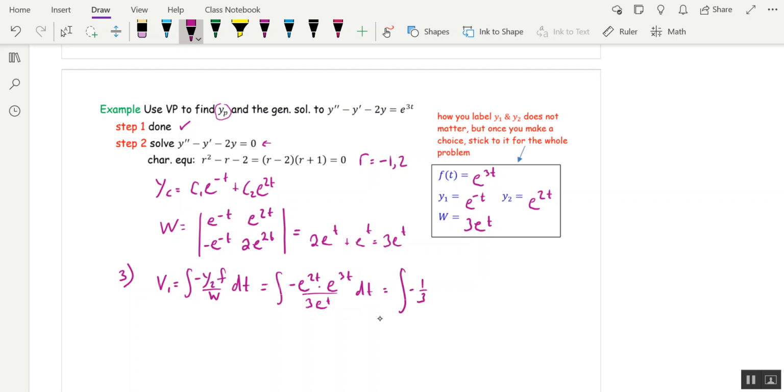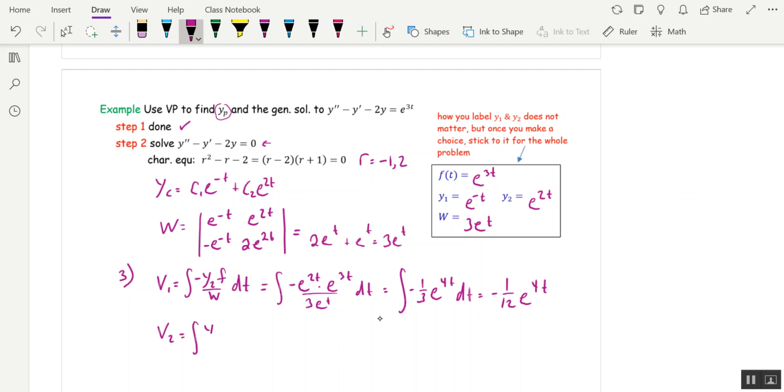And how many e's do I have? I've got e to the 5t on top, e to the t on the bottom, so that's e to the 4t dt. So when I integrate, I get negative 1/12 e to the 4t. Take the constant of integration to be 0. All right, so put that on hold for now. v2, we'll use that in a minute.